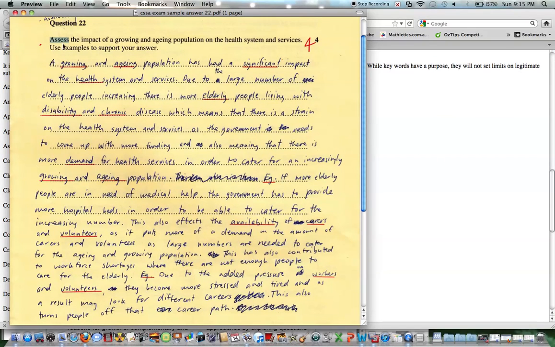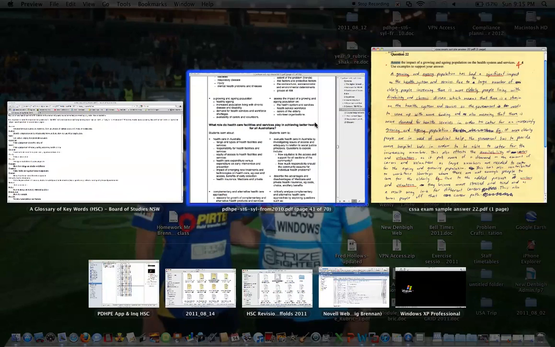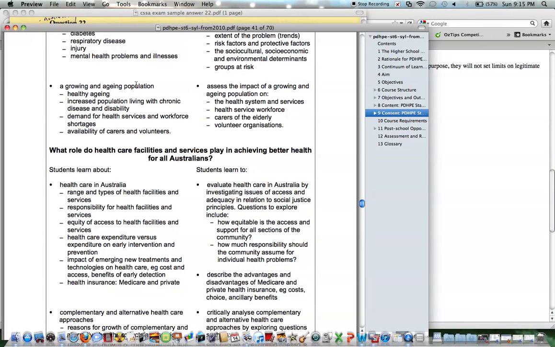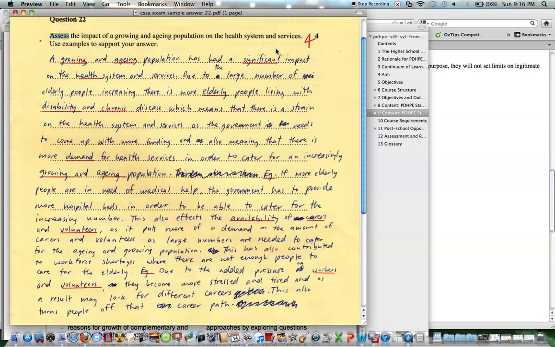So we go back, it says assess, so make a judgment based on the impact of a growing and ageing population on the health system and services, and give some examples specific to the judgment or the impact that you're including here. If we go and have a look at our syllabus, a growing and ageing population, and look at the wording, assess the impact of a growing and ageing population on the health system and services. That has come directly straight from the syllabus. And this question was worth 4 marks.